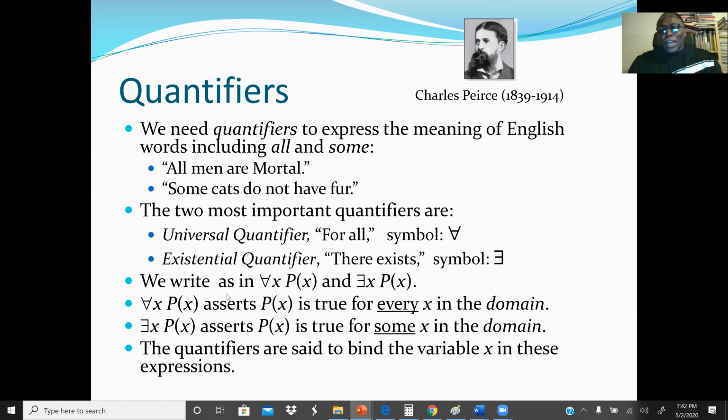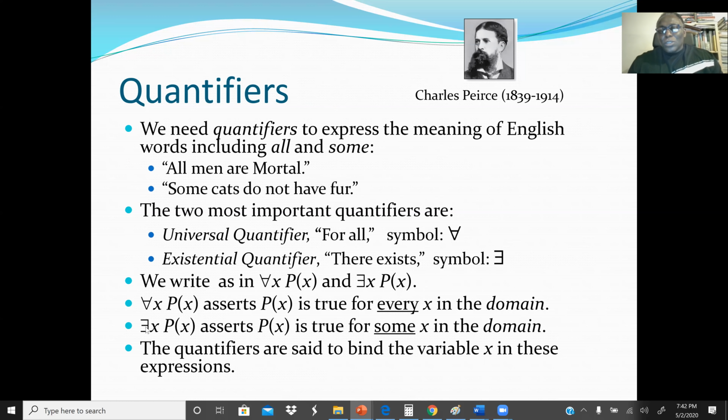So we can write this as: for all x, P(x), and for some x, P(x). So for all x, P(x) asserts P(x) is true for every x in the domain. So this symbol means everything in x.